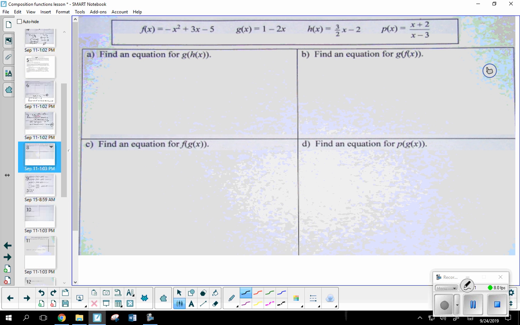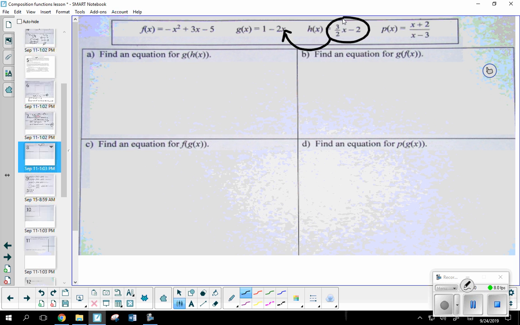So let's continue this idea of finding a composite equation. I've got the same four functions from yesterday. F is a quadratic, G and H are both linear, and P is a rational. I'm going to choose a couple of these to do, and if you want to do some extras, we can, just like yesterday. We'll only do every one of these if we want to. So I want to start with A. Find an equation for G of H of X. What's my inside function? H. So to find that equation, I'm going to take H, this linear, and substitute it for every X that G has.